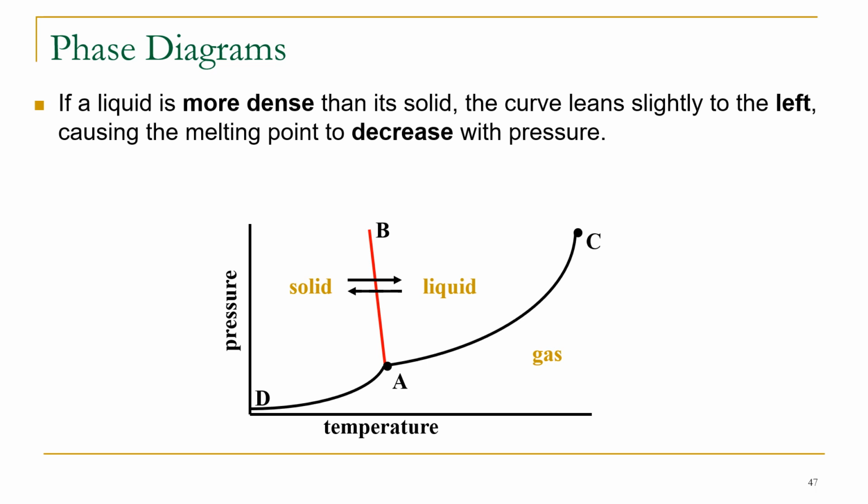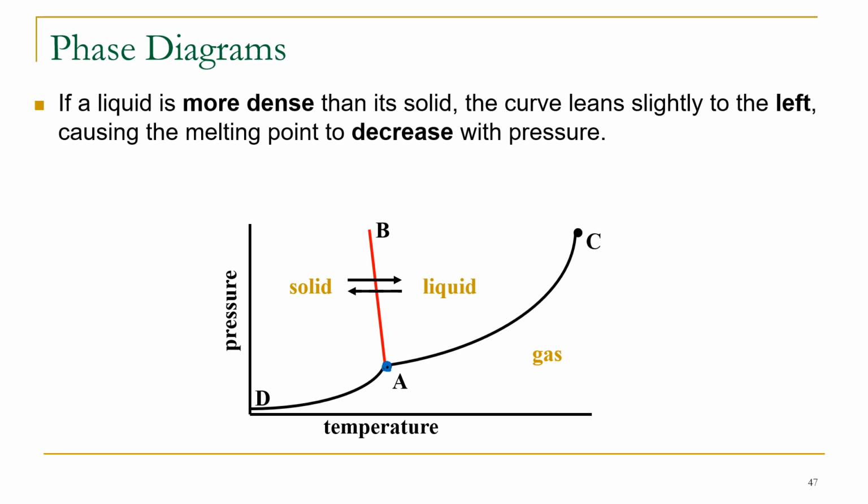Kind of an interesting thing, if the line goes to the left, what that means is the liquid is more dense than the solid. And that's an unusual case, which happens with not many liquids, but it does happen with water, and we'll talk in a little while about that. So what happens is that the melting point decreases with pressure, which seems a little unusual, and that indicates that the liquid is more dense than the solid.